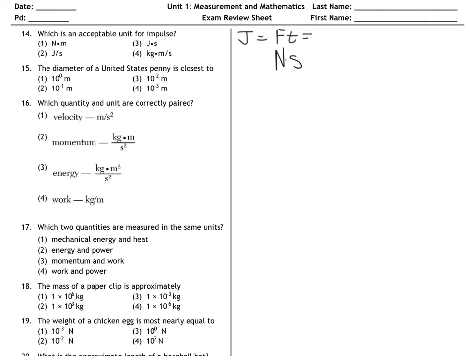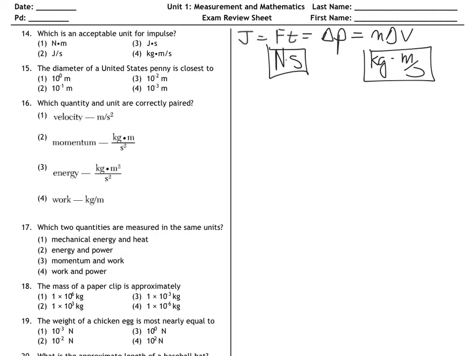And I remember that J equals F net t equals change in p, and then p is actually measured as mv, or in this case I could say m change in v. And the unit for momentum, or p, could be a mass times velocity, and the unit for mass is kilogram, and the unit for velocity is meters per second. So I think that two units that would work for both impulse and momentum are the Newton second, which is not an answer choice, and the kilogram meter per second, which is an answer choice, which is choice 4.